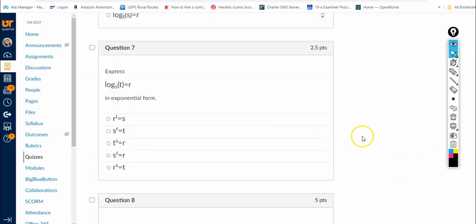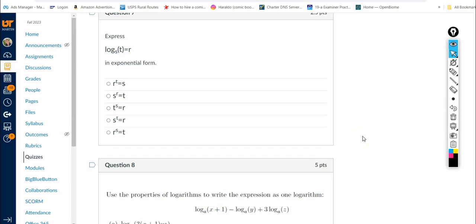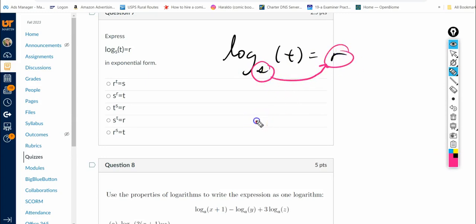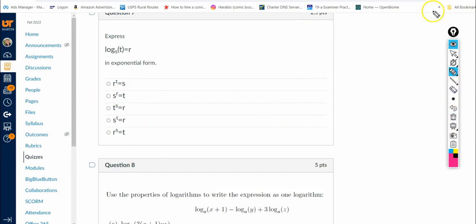Okay. Now let's do that one. Okay, well, the easy, quick way to do that one is, and again, let me write it bigger. Then it's the base raised to that power is equal to the argument, which is the only thing that's left over. S to the R equals T.